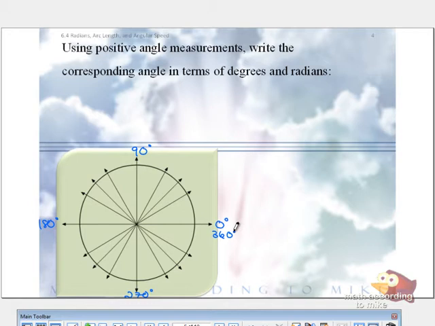And then next to it, I'm going to write the radians. So this is 0 radians, pi over 2, pi, 3 pi over 2, and then also 2 pi.